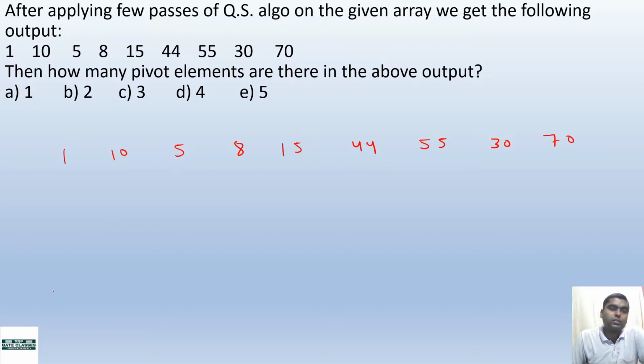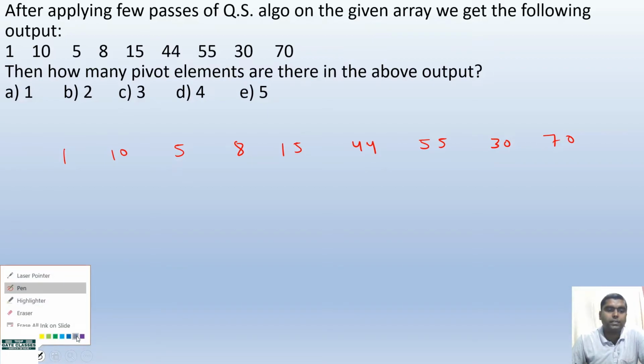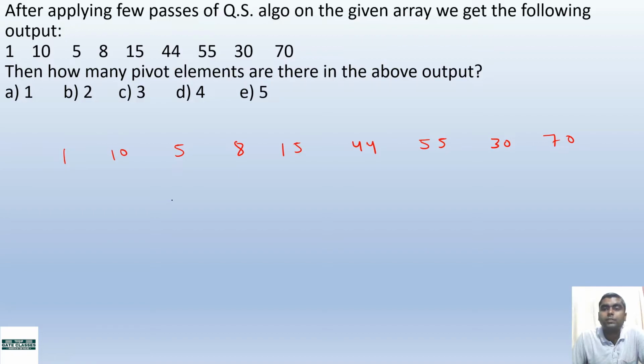What is the role of a pivot element? A pivot element means smaller elements are on the left-hand side and greater elements are on the right-hand side. So how many pivot elements have been fixed here? Let us observe carefully. I think this 15, because smaller elements are on this side and greater are on this side.